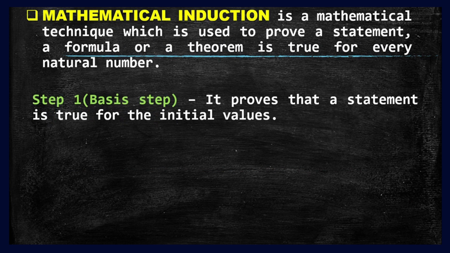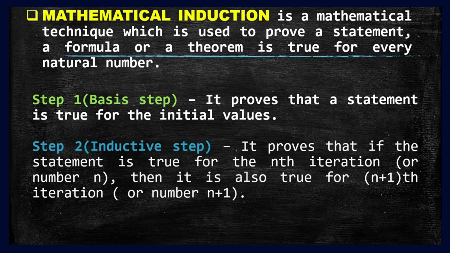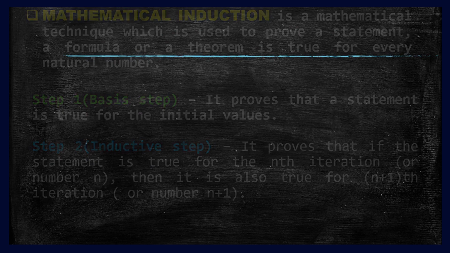Our step number one is the basis step, wherein it proves that a statement is true for the initial values. If we find out that the statement or the formula is not true for our initial values, then we can no longer proceed to our next step, which is the inductive step. It proves that if the statement is true for the nth iteration or number n, then it is also true for n plus 1 iteration or number n plus 1. So let us perform these two steps in this given example.